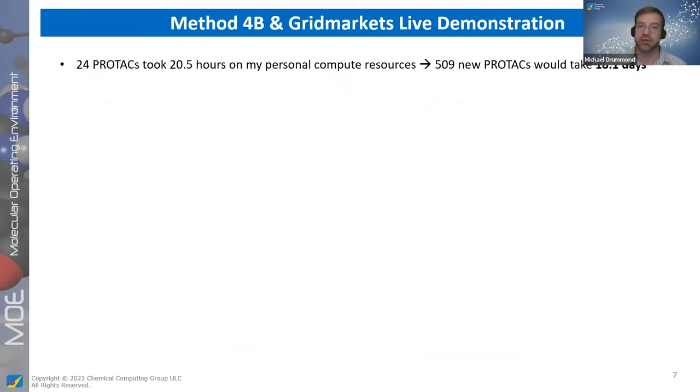So if I were to do those 509 new PROTACs on my home compute, on my home 4 cores, so I don't get yelled at by the kids, we're looking at over half a month to do that. And that's a lot of getting yelled at for my kids not being able to watch YouTube. So I did not want to do that, nor did I really want to scale back my problem here. What instead I wanted to do was use GridMarkets technology.